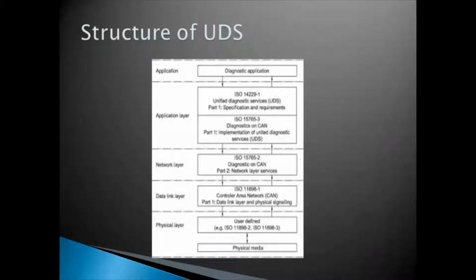UDS also consists of different layers. Like in CAN, we have application layer, network layer, data link layer, and physical layer, right? Similarly, UDS also has four different types of layers: physical layer, data link layer, application layer. Mainly we use them for some validation purpose. So here they follow the ISO standard, the International Organization for Standardization. According to this standard, we follow the rules. It is 11892.